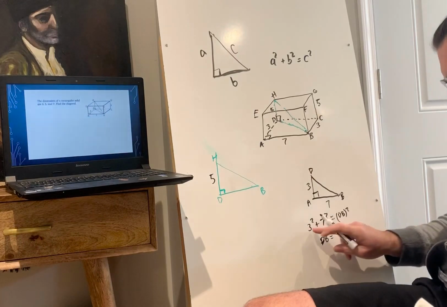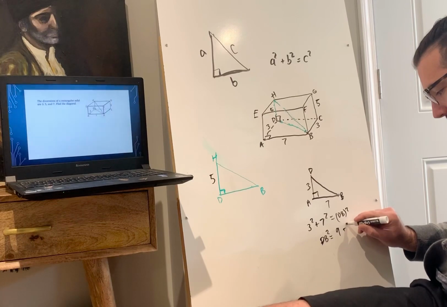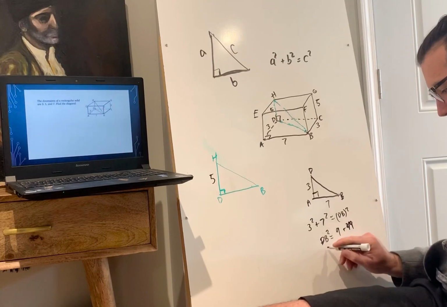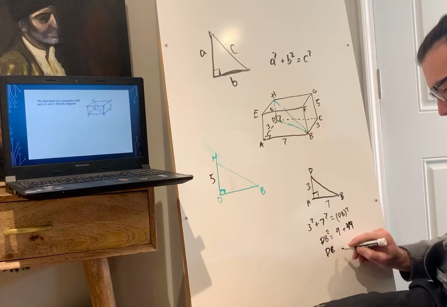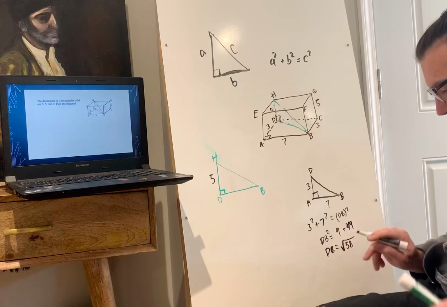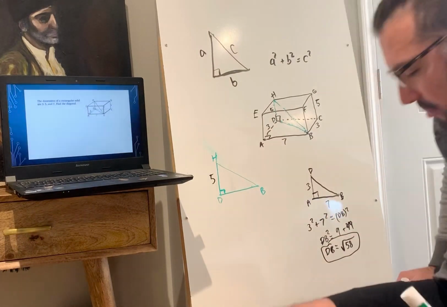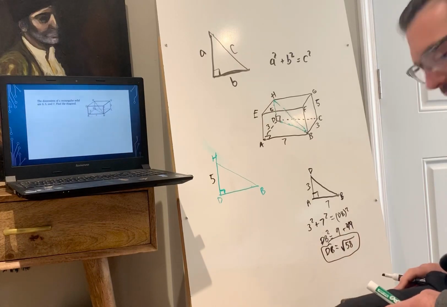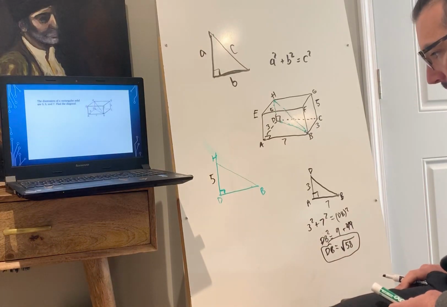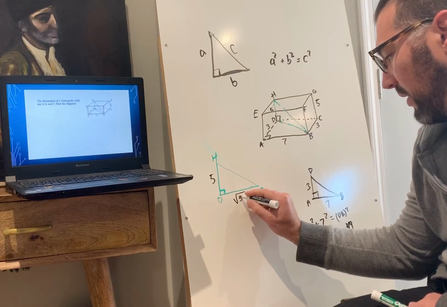Just moving some stuff around. 3 squared is 9, 7 squared is 49. So DB equals the square root of 58. I'm just going to leave that as an improper radical right now. DB equals square root of 58. So I have DB, and I'll write it down here. It's the square root of 58.